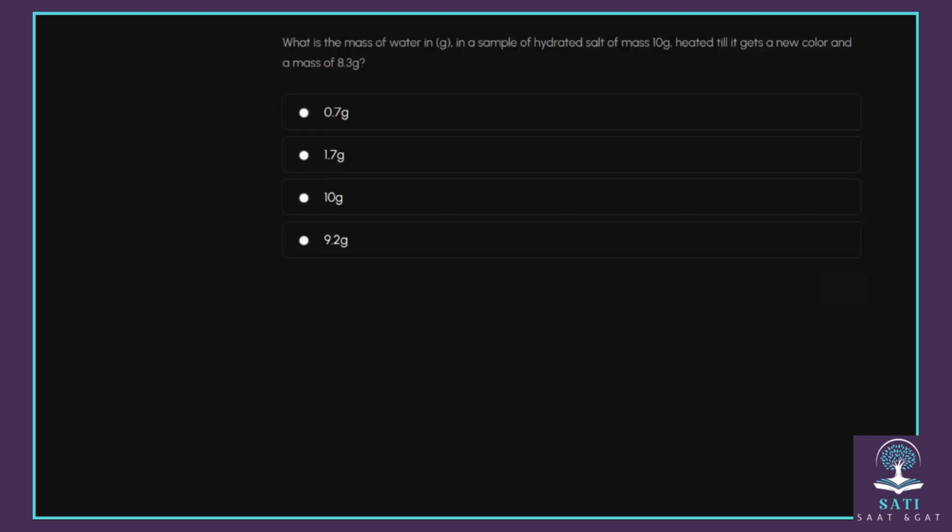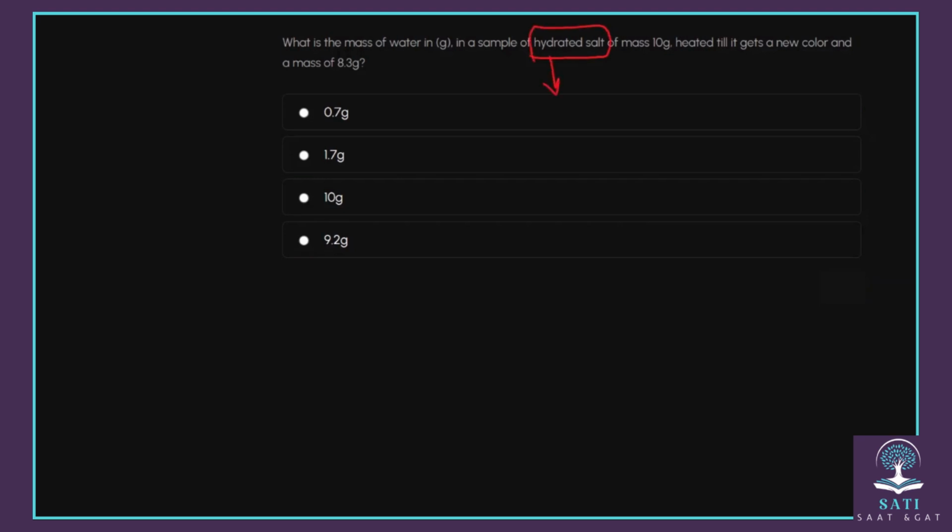What is the mass of water in grams in a sample of hydrated salt of mass 10 grams heated till it gets a new color and a mass of 8.3 grams? Good. Okay, what is hydrated salts? Just look here now. What does it mean, hydrated salt?